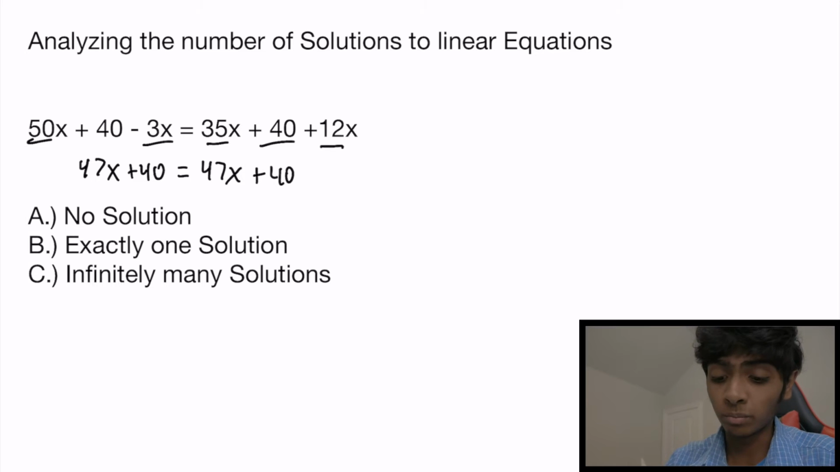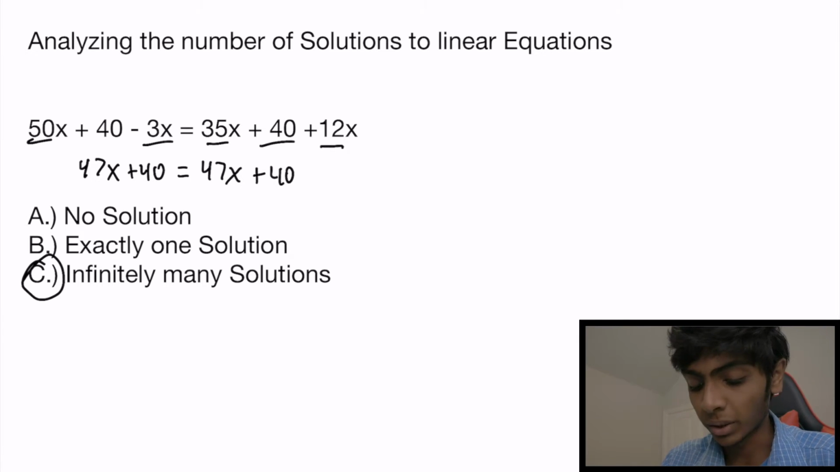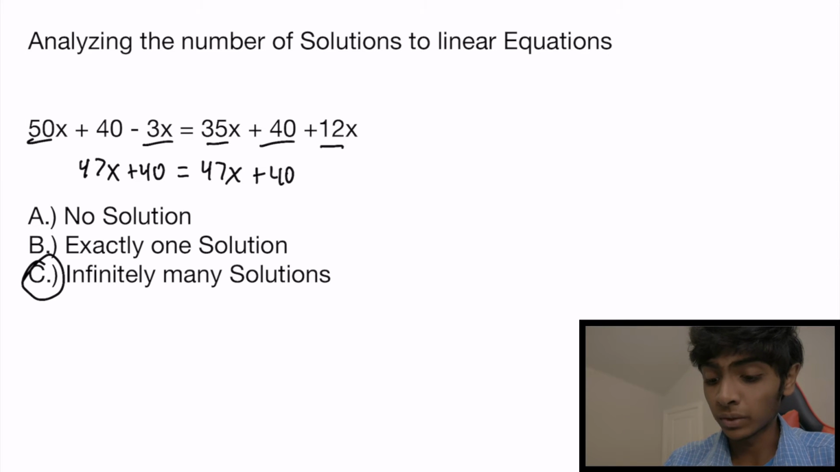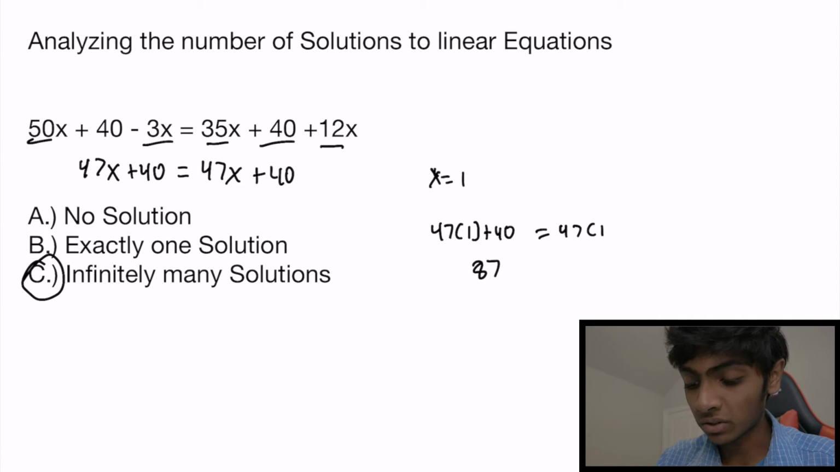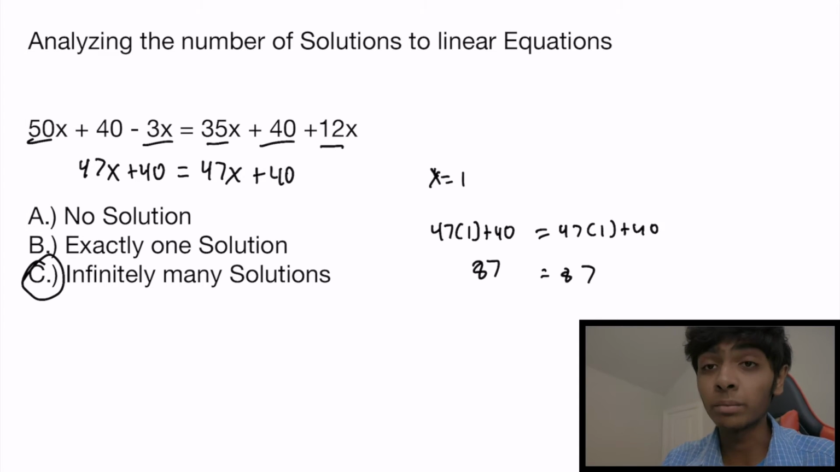As you notice, both the left and the right side are the exact same, meaning this is going to have infinitely many solutions. Why this is true is because think of any number for x. Any number you plug in there is going to result in both the left and the right side being equal. For example, if we said x was equal to 1, we do 47 plus 40, and that gives us 87. And that's the same on the right side as well. This is true for any number of x, and that's why our answer is infinitely many solutions.